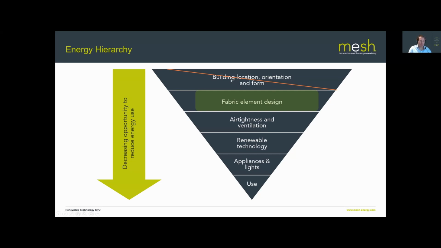But on a new build, clearly you can rotate the building on a site to some extent in some circumstances, and obviously you've got an awful lot of influence over the form. So working down, fabric element design, this is the bit we'll concentrate on a little bit more in a moment. But really that's about insulation. It's about choosing suitable materials so that you get good U values. But it's also things like making sure that you're not overglazing a building too much.